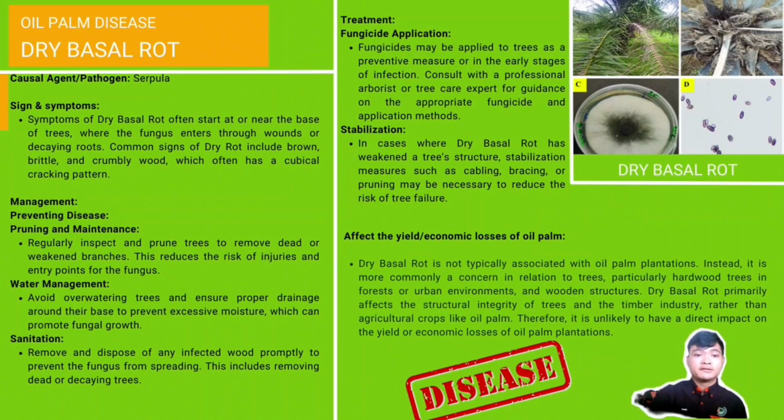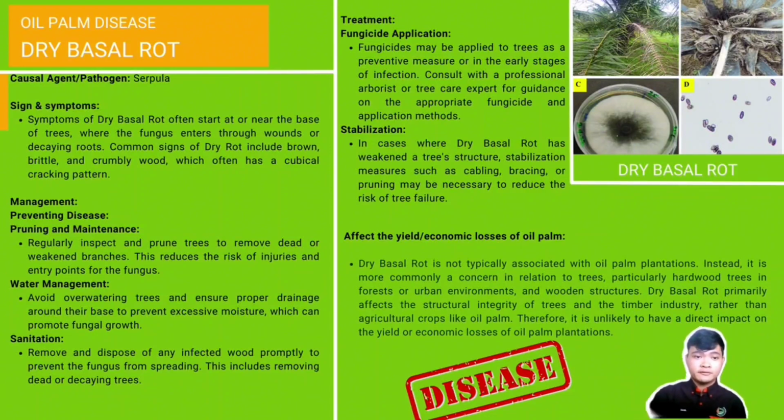And the third one is dry basal rot. The causal agent for this dry basal rot disease is Serpula. The signs and symptoms of dry basal rot often start at or near the base of the tree, where the fungus enters through wounds or decaying roots. Common signs of dry rot include brown, brittle, and crumbly wood, which often has a cubical cracking pattern.